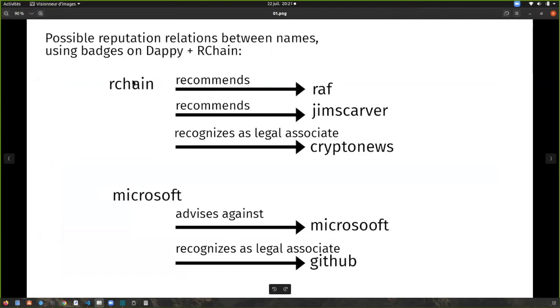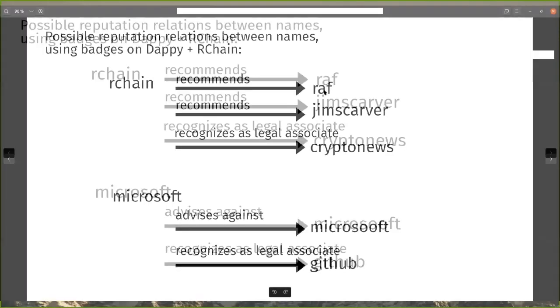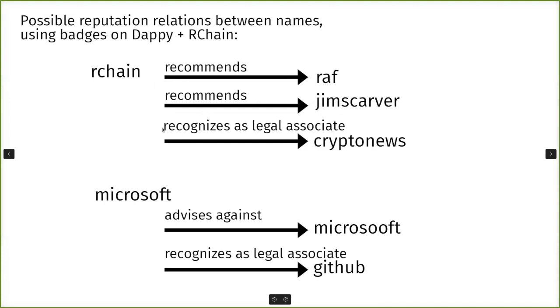So for example, you might have the identity owning the RChain name that can express a recommendation regarding my name or Jim's name. Any kind of string can be attached to any badge, so you can also have strings like "recognizes as legal associate between on-chain and crypto news." And you can also have negative reputations. For example, Microsoft might have a badge that says "advises against Microsoft."